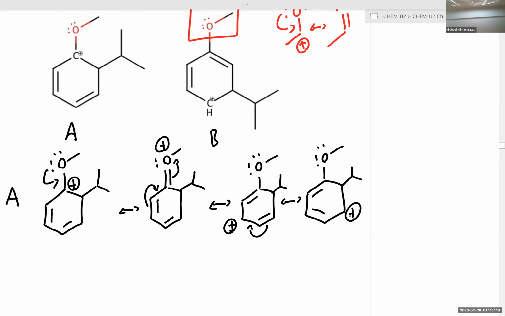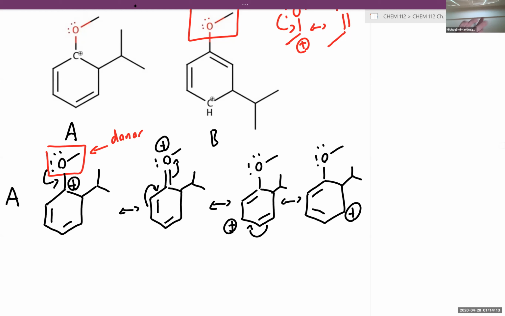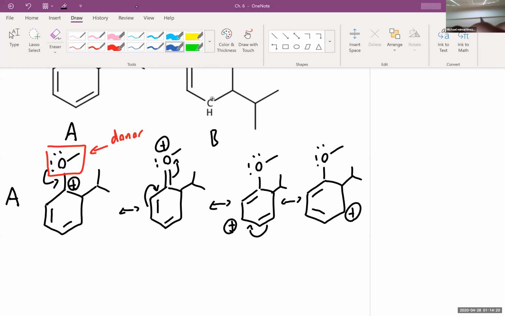Okay, so in structure A, is our carbocation stabilized or destabilized by our ether? Is this ether donating or withdrawing? So I see a lot of people typing stabilized. That's exactly correct. This ether is a donor. It's an adjacent atom to a carbocation with a lone pair. Okay, let's now compare to structure B.